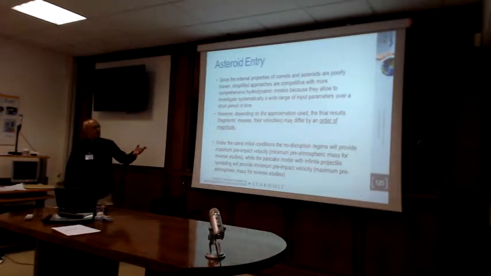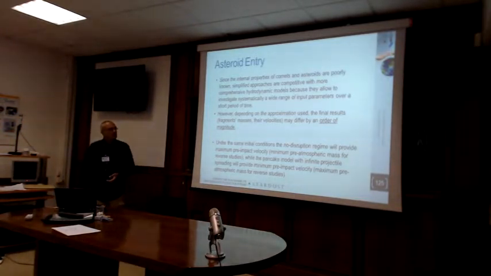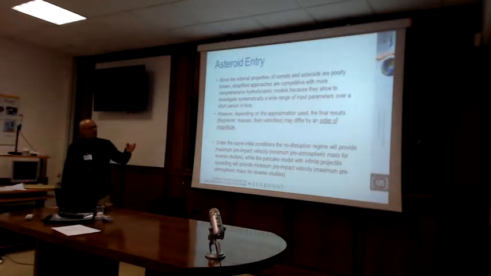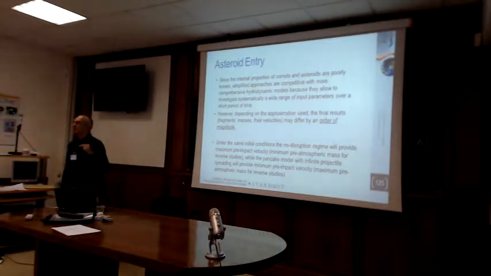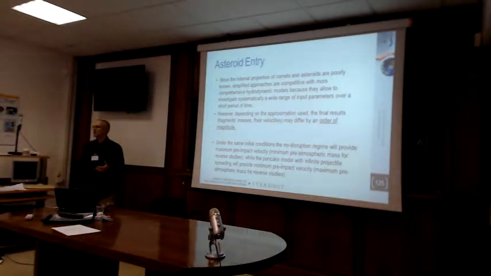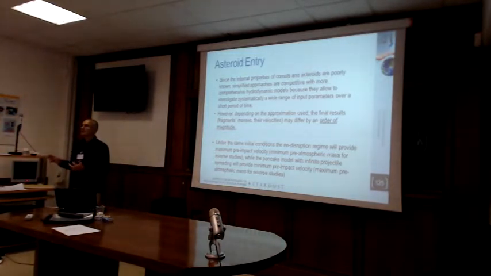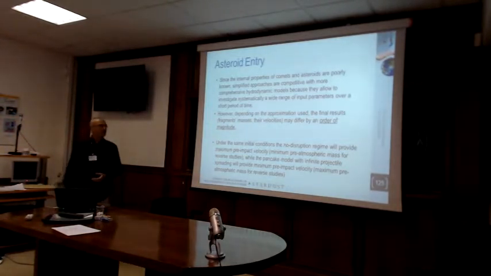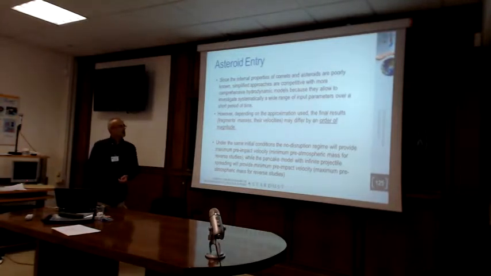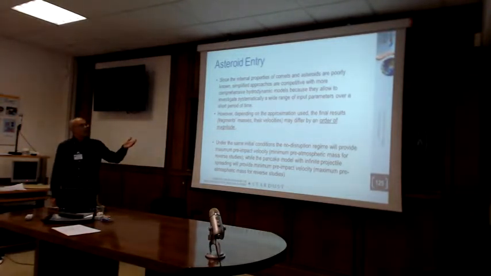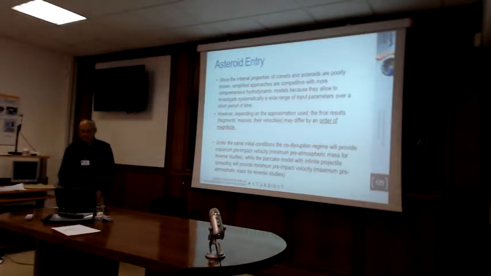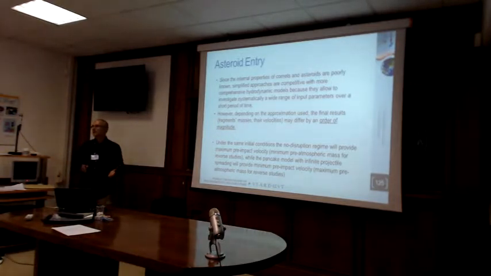What I put also here between brackets is the fact that with one model you also have the minimum pre-atmospheric mass for the reverse studies. So if you want to understand what the mass of the object was, and you have the characteristics of the crater, for example, and so a simulation of the kinetic energy at the impact, then you can simulate the minimum bound on the mass using the very simplified model. The maximum pre-atmospheric mass is given by the pancake.